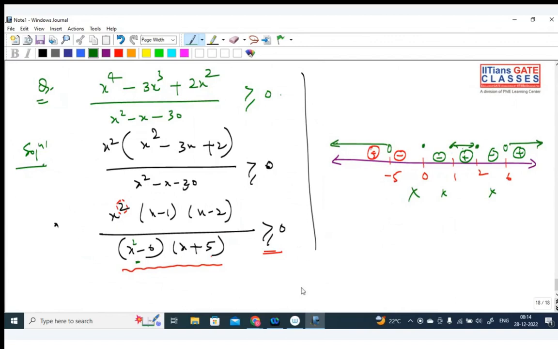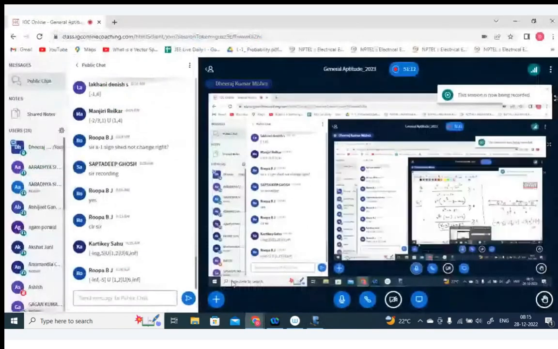How many of you understood this question? So the answer will be minus infinity to minus 5, union 1 to 2, union 6 to infinity. And one more thing you have to take care of is this 0, because this is alone. So you can put it in set form, right? This is the answer. So you have to also put 0, because that is alone now.